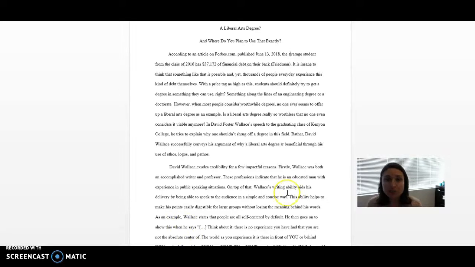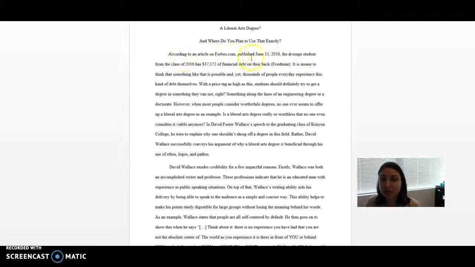So what I've done is I've pulled an example so that I can show you what I'm looking for. So first, here we have our title, right? Remember that the title is kind of like your first hook. It shows the reader what you're talking about, gives them a hint, and it should also grab their attention a little bit. So it reads, a liberal arts degree, and where do you plan to use that exactly, right? Very depressing.